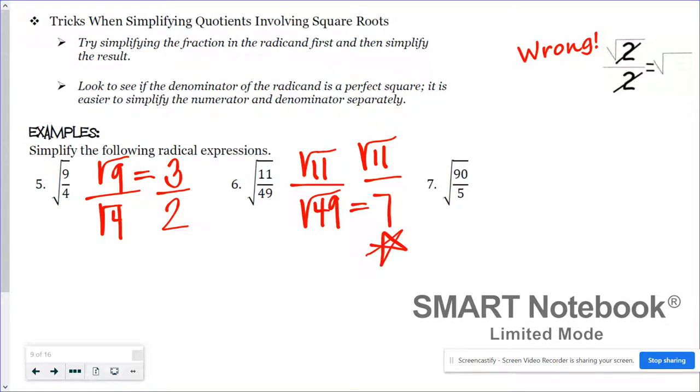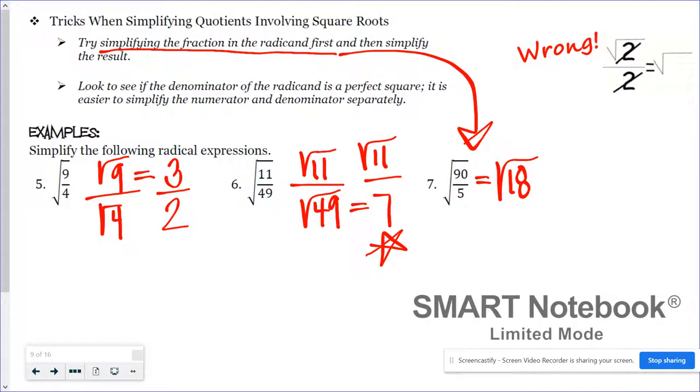Now the square root of 90 over 5. Yeah, neither one of those are perfect squares. So I'm going to simplify the fraction inside the radicand first. If I go 90 over 5, this is nice because it's simply going to be 18. Like 18 over 1, but let's face it, that's 18. And then I can simplify that using my multiplication rule, because 18 is 9 times 2. And then the square root of 9 is 3, and the square root of 2, well, that's all you can do. Okay, so these were really easy, right?